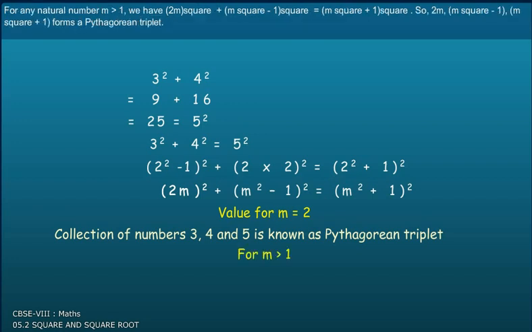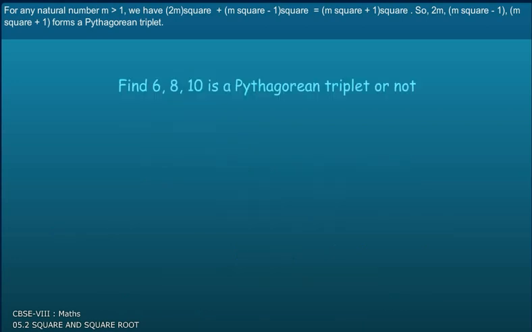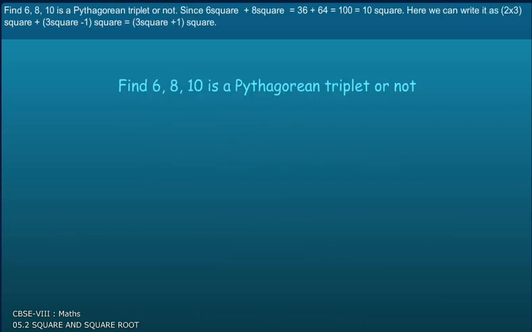For any natural number m greater than 1, we have (2m) the whole square plus (m square minus 1) the whole square, which gives (m square plus 1) the whole square. So, 2m, m square minus 1, m square plus 1 forms a Pythagorean triplet. Find whether 6, 8, 10 is a Pythagorean triplet or not.